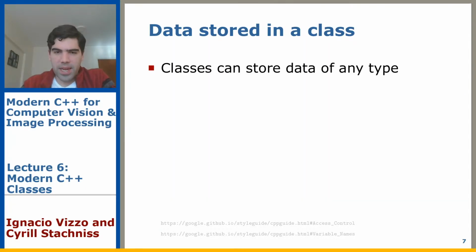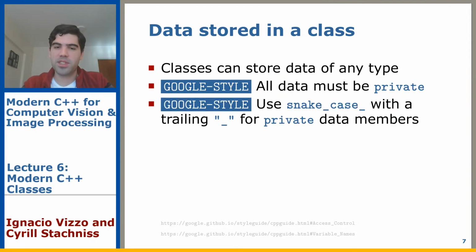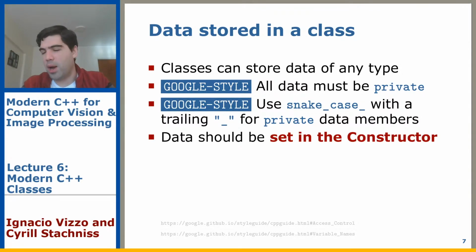What about the data? The data of the classes can store any type. So you can have vectors, integers, members of other classes. An image can have, I don't know, a filter type inside. Ideally, all this data must be private. This is a matter of style. There is something in object-oriented programming called data encapsulation, and that's why you should always mark this as private.